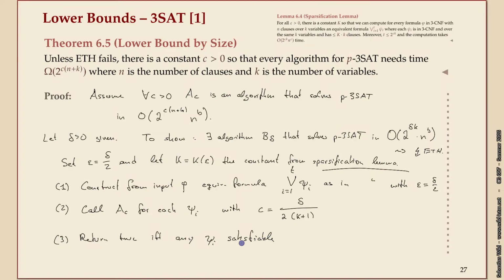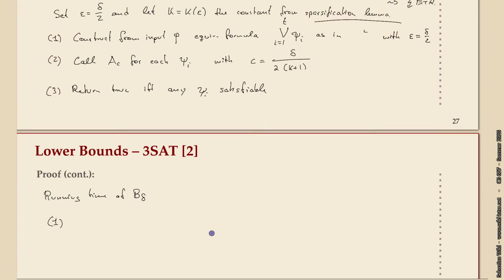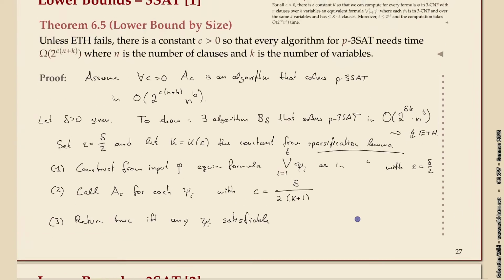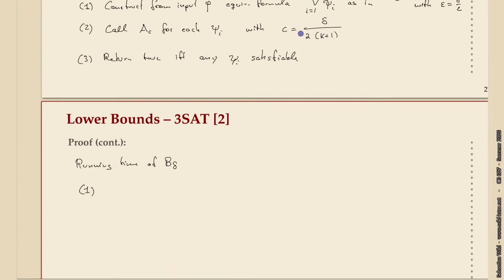And this is what our algorithm A_c tells you. It's a satisfiability algorithm. So what we still have to do is analyze the running time of the overall algorithm B delta that we constructed here. The first step was calling the sparsification lemma, and there we just have to peek at the small print. The time is 2 to the epsilon k n to the c.